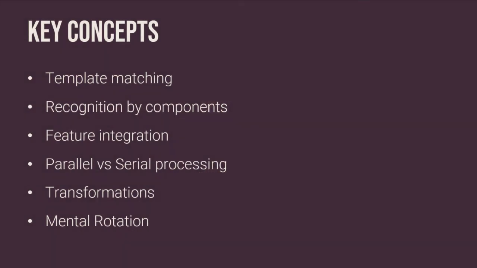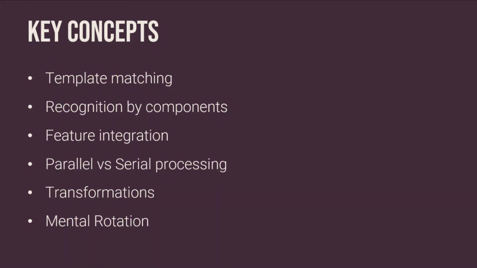Okay, I want to review some key concepts from this lecture. We talked about several theories of object recognition, including template matching, using exemplars from memory to compare to what we are seeing now to see if they match. We talked about recognition by components, taking images of things in the world, converting them into three-dimensional models using primitive shapes called geons. And we talked about feature integration, which is really about detecting things in noise or detecting objects among distractors, kind of the Where's Waldo problem.